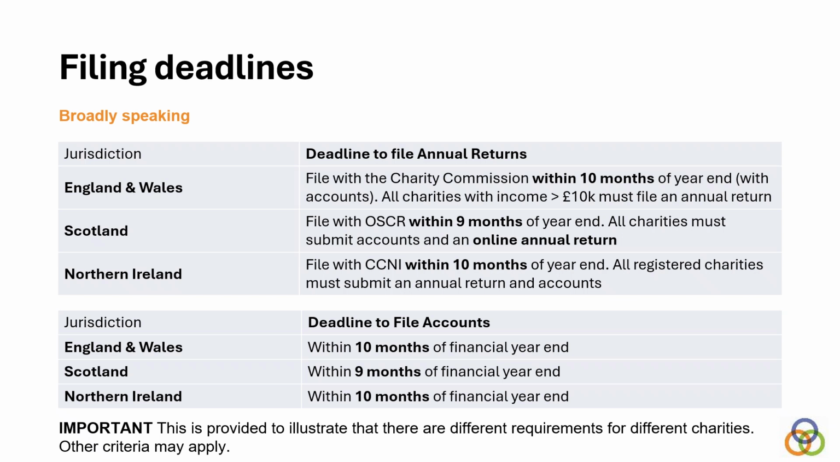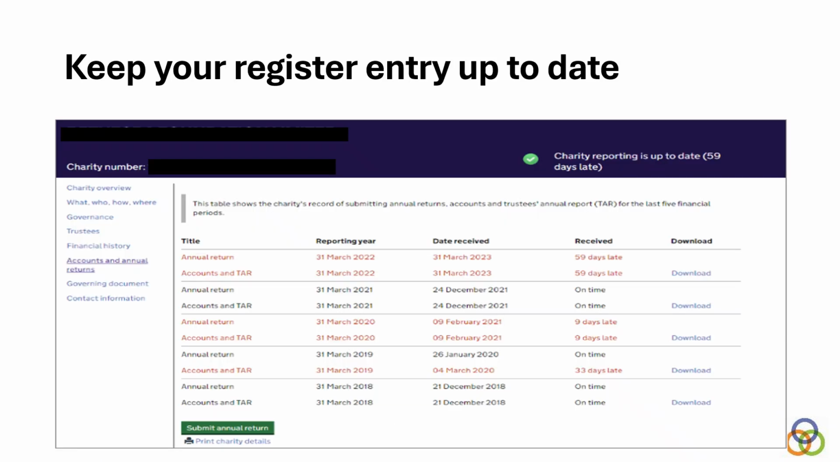The deadlines, broadly speaking, in England and Wales, if you're registered with the Charity Commission, you have to file within 10 months of year end. And if you are registered with Companies House, that would be 9 months of year end. But again, you will go back to the primary guidance and make sure you know when you have to file. And Scotland and Ireland, as you can see here, are slightly different. I'm not going to read them all out.